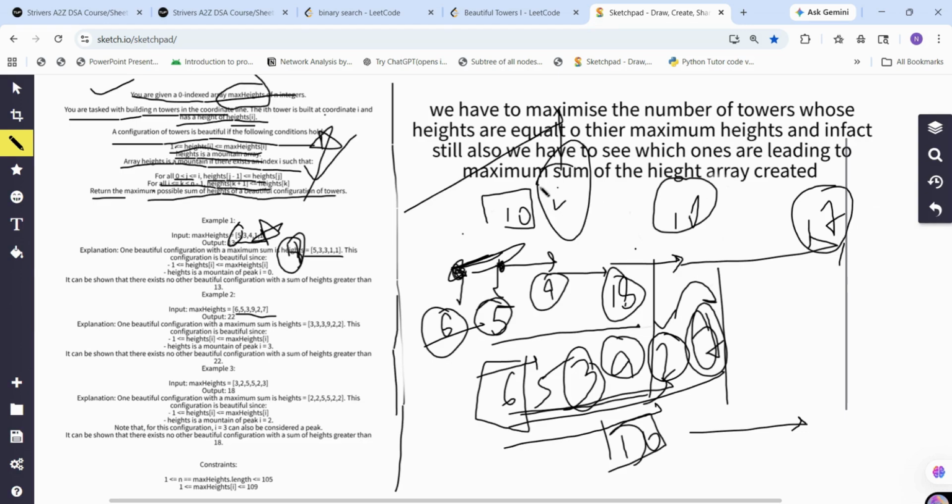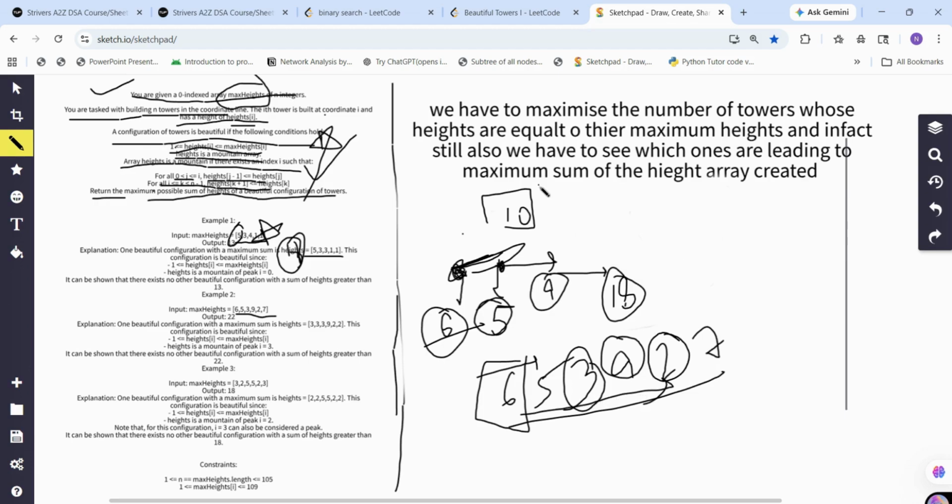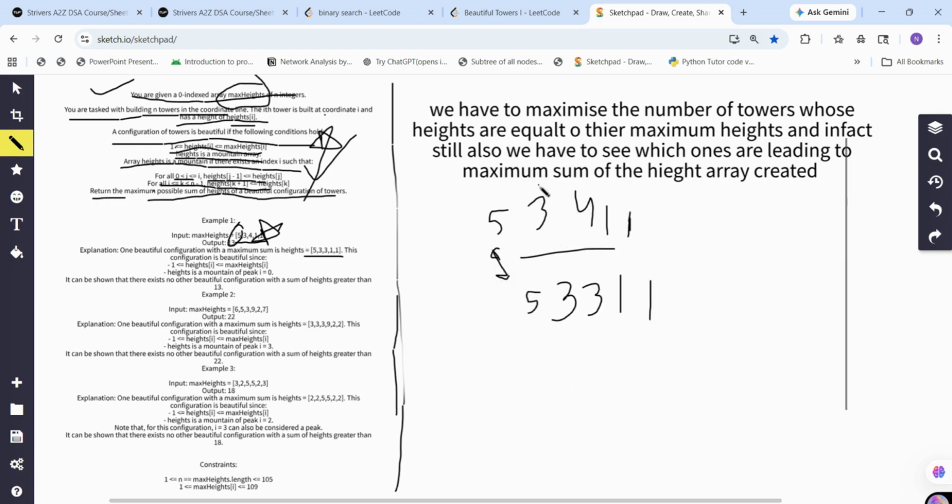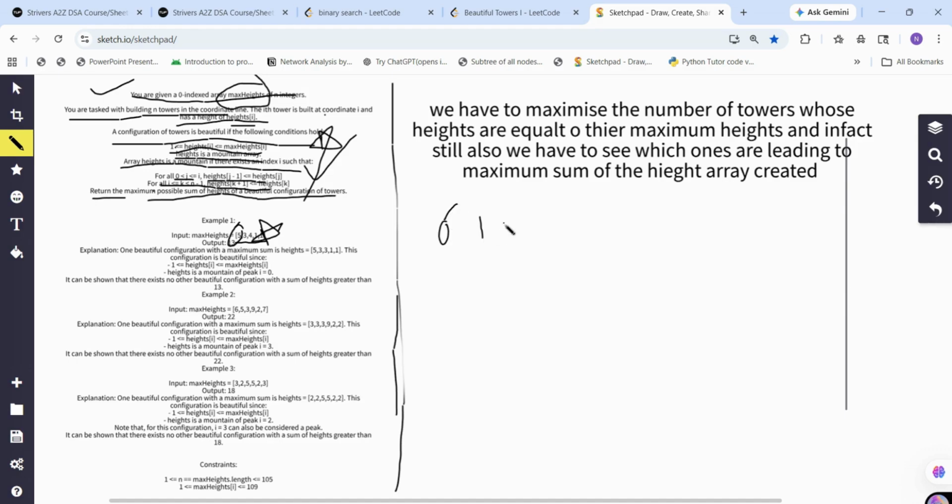Okay. Now let us try to write them down. So what were the sums possible? The sums possible were 6, 10, 9, 18, 10, and 17 if I go from left to the right.